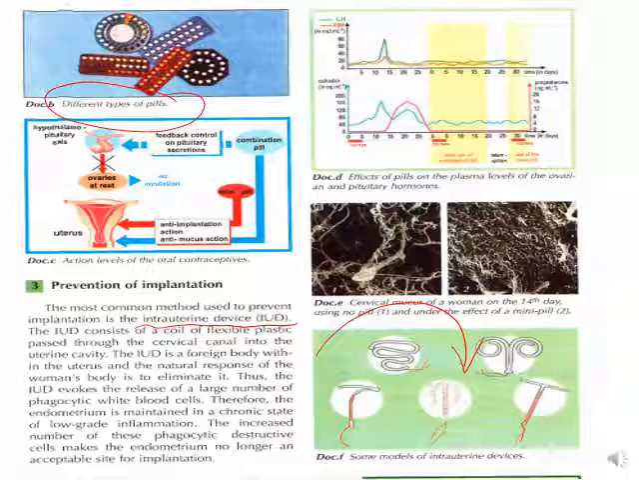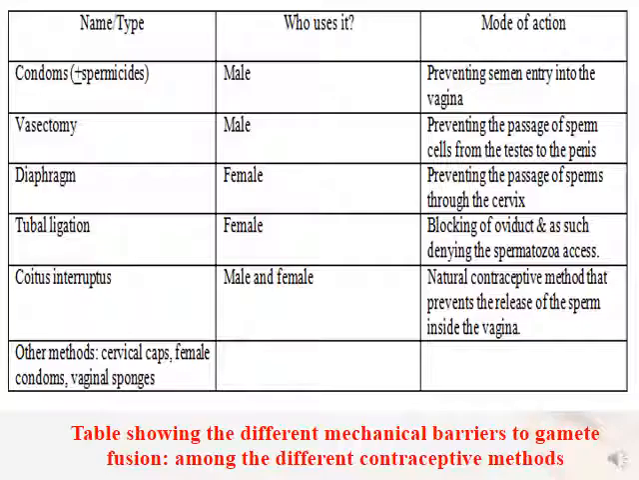It's a foreign body. That's why the woman's body will make a response against it to eliminate it. Thus, the IUD, the intrauterine device, will evoke the release of a large number of phagocytic white blood cells. So therefore, it will maintain the endometrium in a chronic state of low inflammation. So the increased number of these phagocytic destructive cells will make the endometrium no longer an acceptable place for implantation.